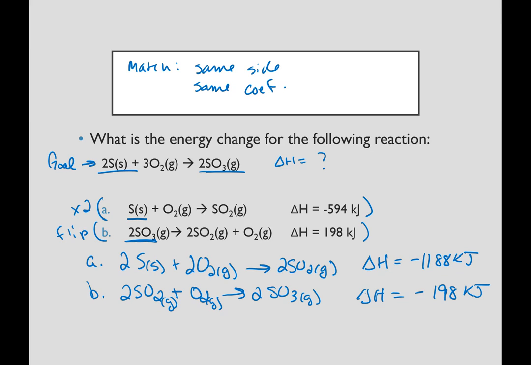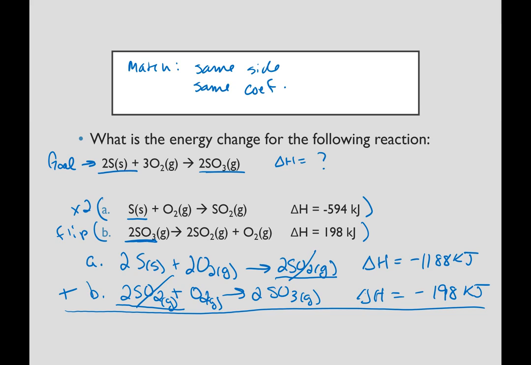Once you have done this, you want to make sure that when you add A plus B, you do end up with your goal equation. To do that, you first will cancel out anything that you can. If things are on two opposite sides of the equation, so if it's a reactant in one equation, a product in the other, it will cancel as long as they have the same coefficient and are in the same state. So I have two gaseous sulfur dioxides as a product in equation A and two gaseous sulfur dioxides as a reactant in equation B. Those will cancel.